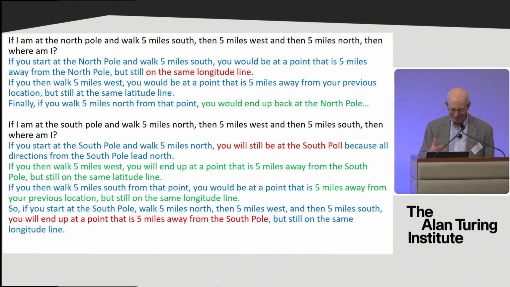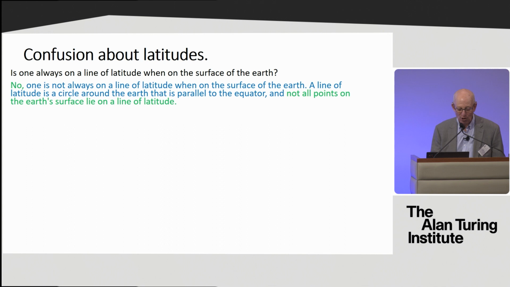So I asked it specifically about latitudes: is one always on a line of latitude when on the surface of the Earth? I had to check this, actually. I thought there were infinitely many of them, but it turns out there's one for every degree, so there's 181, depending on exactly how you count. So you can be not on a line of latitude. You're obviously at a latitude, but you're not necessarily on a line of latitude. And so it says correctly, not all points on the Earth's surface lie on a line of latitude.